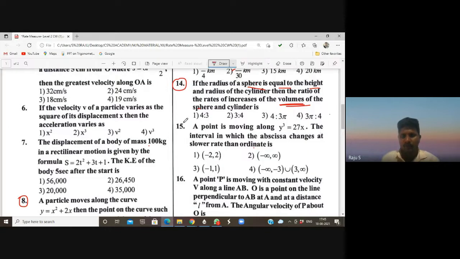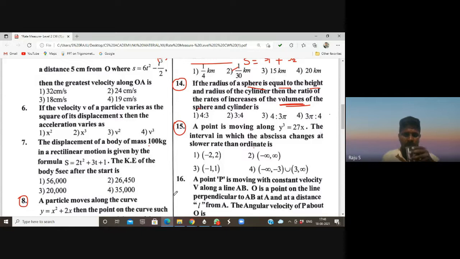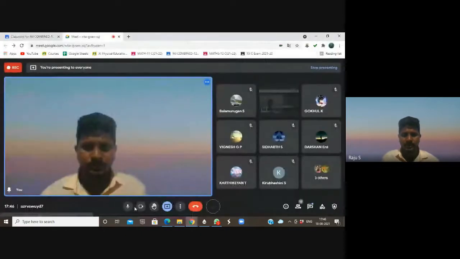Okay, now next, question number 15. A point is moving along y cube is equal to 27x. The interval in which the abscissa changes at a slower rate than the ordinate. Okay, students, just a minute. You can try that question, students.